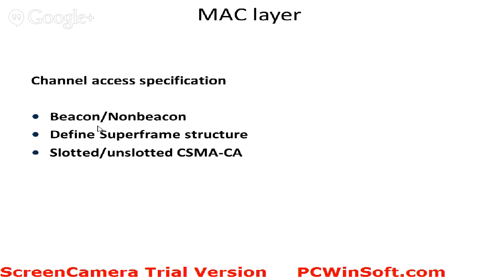Now, these are basically the functions of a MAC layer. Beacon, non-beacon, how the channel is to be accessed, what is the traffic mode, define the superframe structure which is to be sent in case of initialization of the network, and whether it is a slotted or an unslotted CSMA.